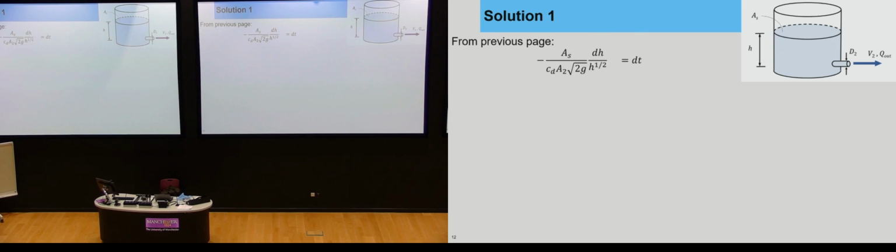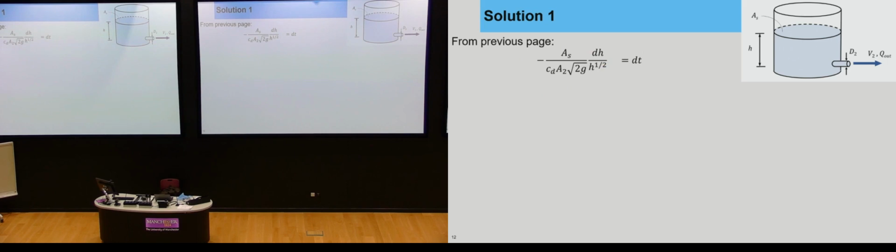So this is what I've done. So here's time on the right-hand side, so here's dt. And then here on the left-hand side is everything to do with h. This is dh over h to the power half. And then these are just coefficients.